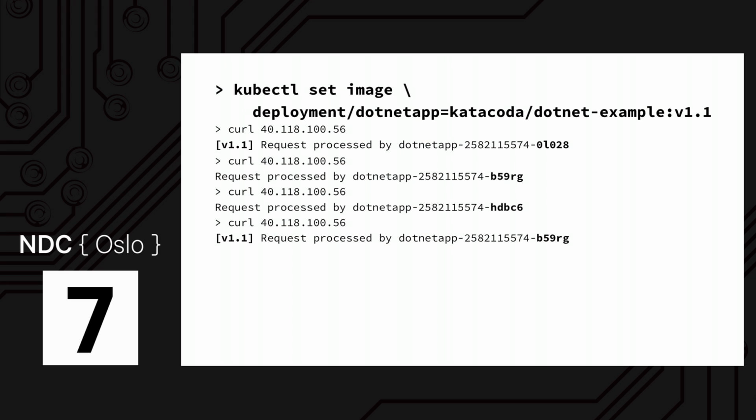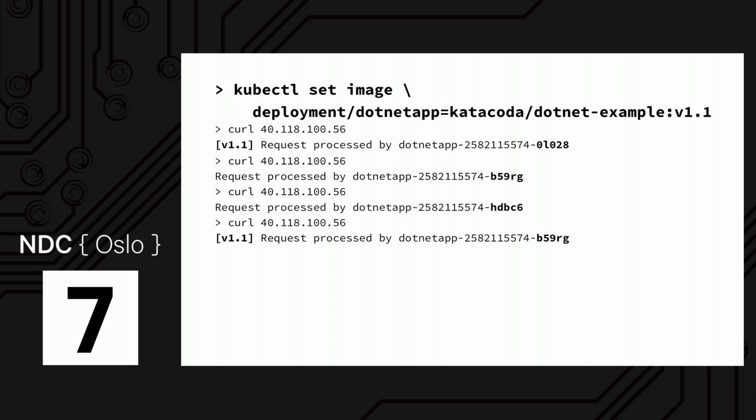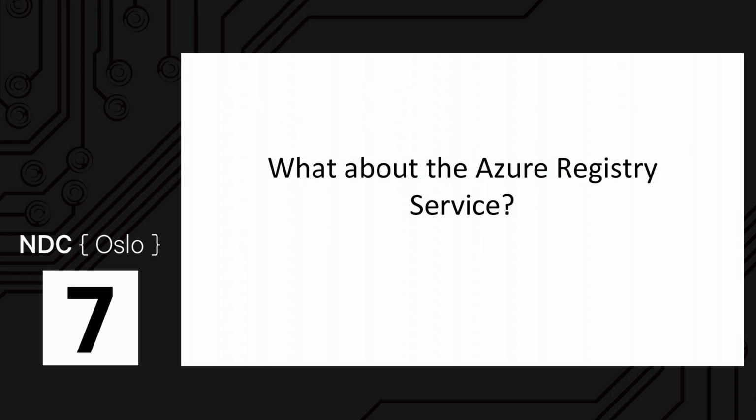And so as we're sending requests, you'll see it being spread across these different versions until it's completely rolled out, seamlessly from the user's point of view. But what about the Azure registry? At the moment, we just said deploy the one from the public images. So where does the Azure Container Registry come in?